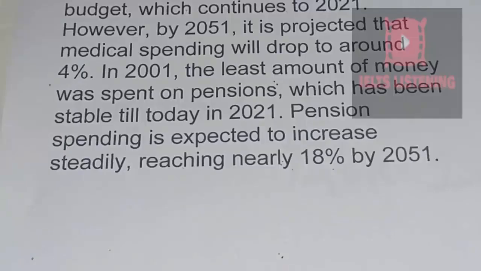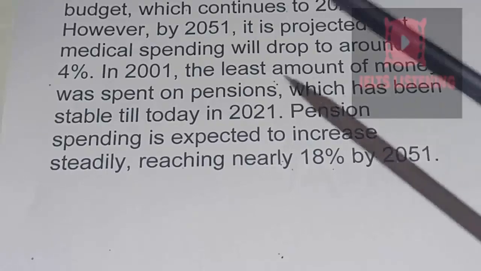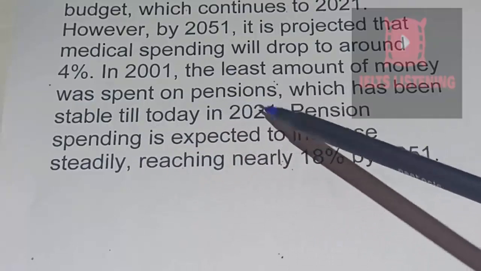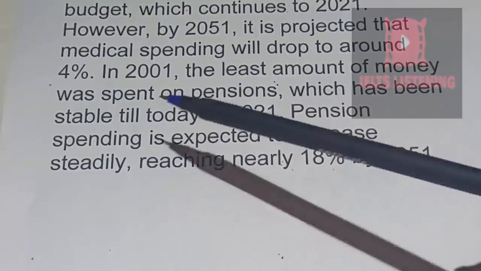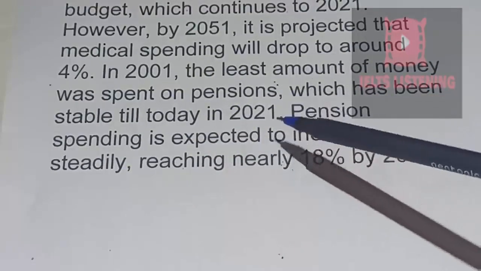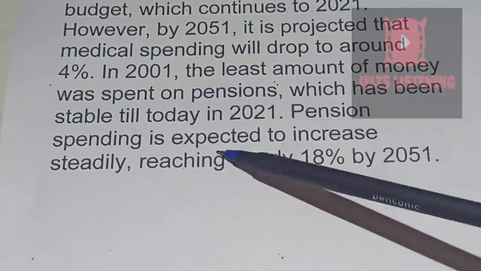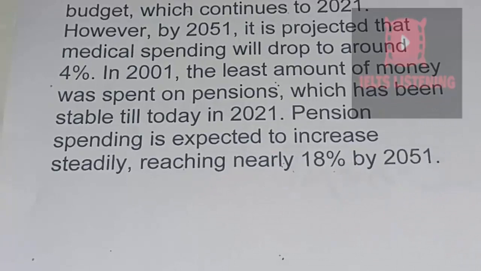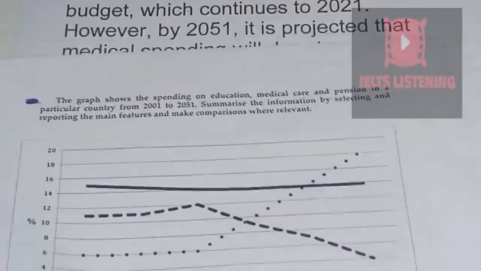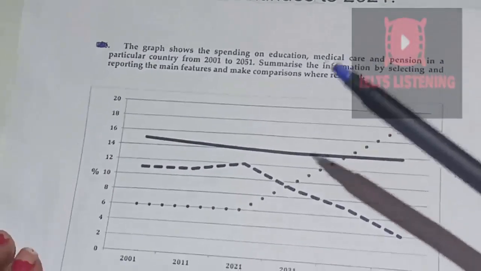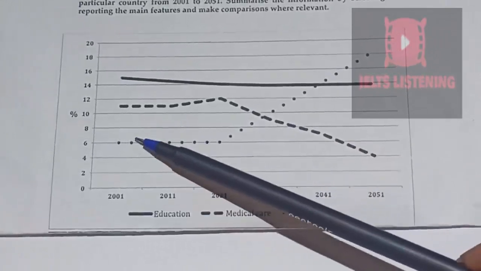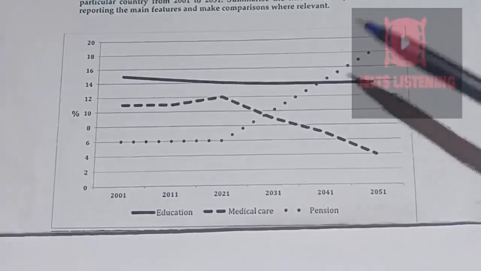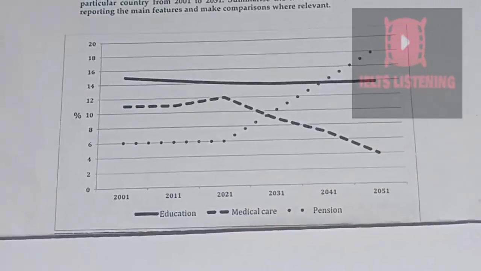Now, lastly, we will talk about the pensions. In 2001, the least amount of money was spent on pensions, which has been stable till today. Pension spending is expected to increase steadily, reaching nearly 18% by 2051. So you can see that the spending on pension was steady till today, and it is expected to reach 18% in the future. So this was for today.